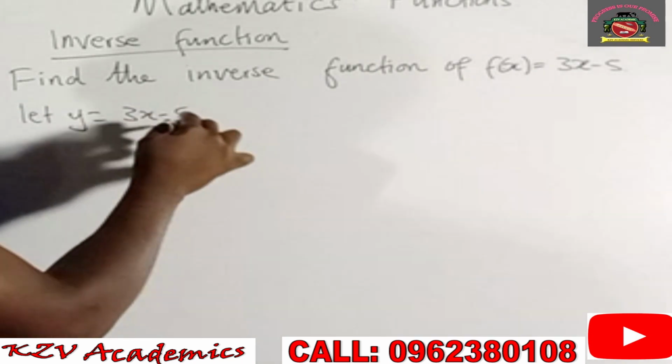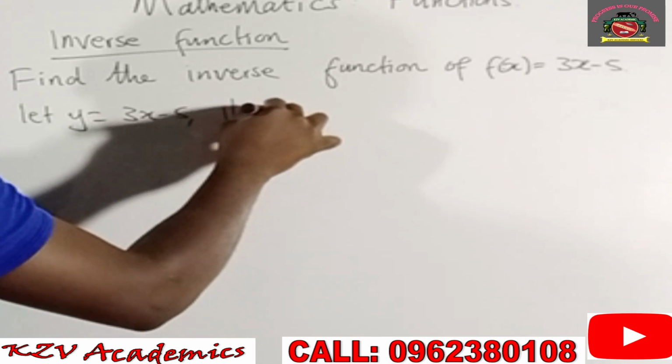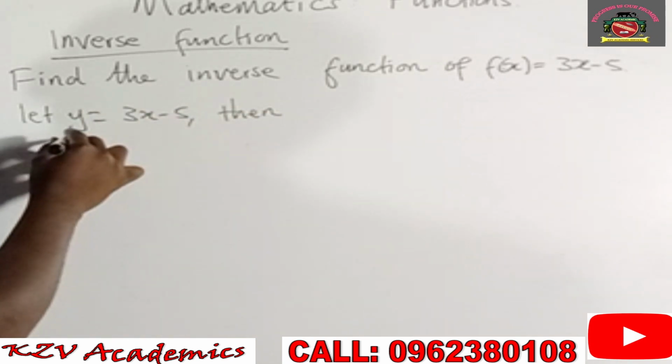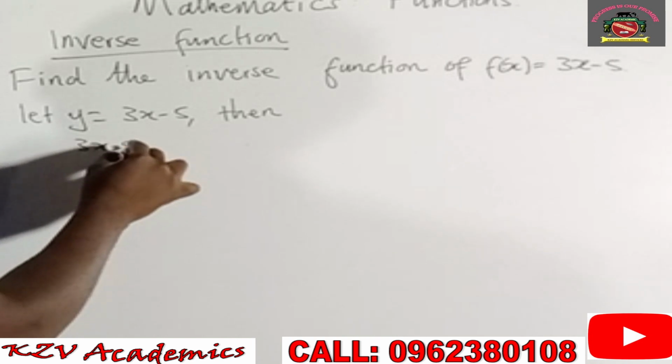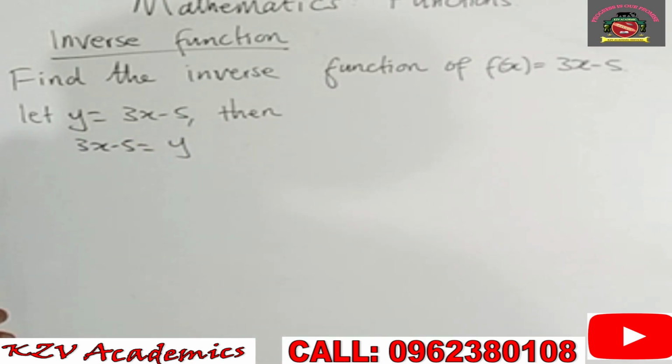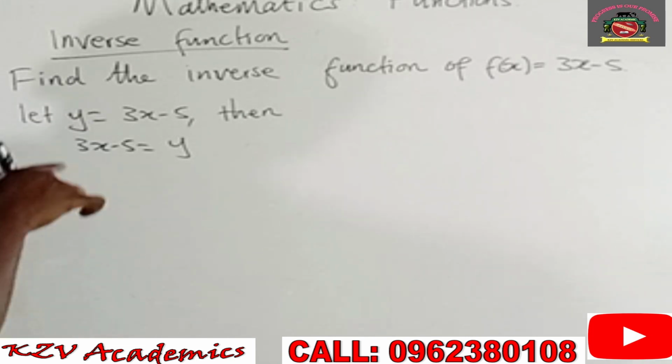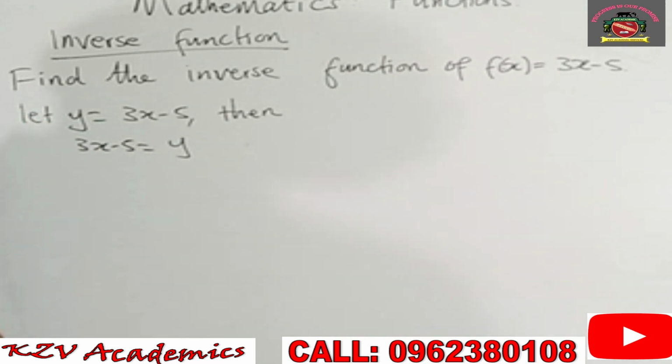Then you can rewrite it: 3x minus 5 is equal to y. Now, what are we trying to achieve? What we want to achieve is to make x the subject of the formula. We are simply making x the subject of the formula.